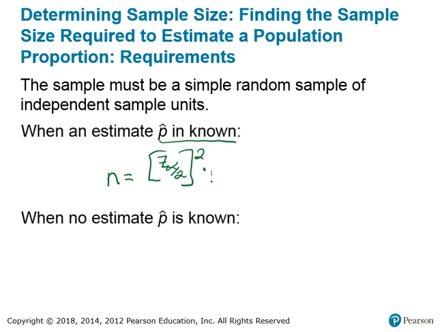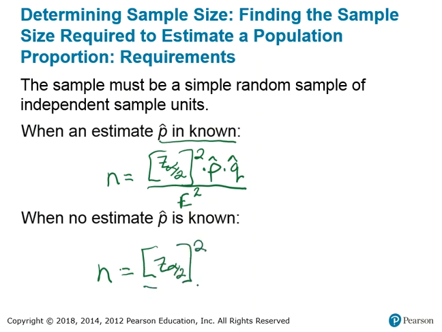We're going to multiply that by our p hat and our q hat, and then we're going to divide it by our margin of error squared. Now this is if we know p hat. If we don't know p hat, we're going to have to change it up because I don't know this information in order to use it. So we still use our critical value. We still square it. We still use our e squared.